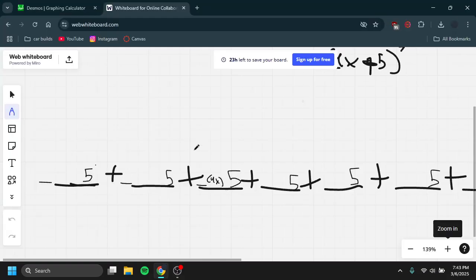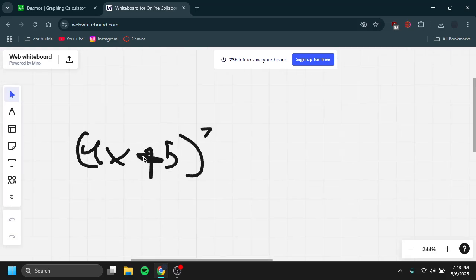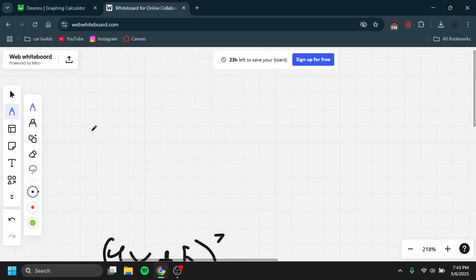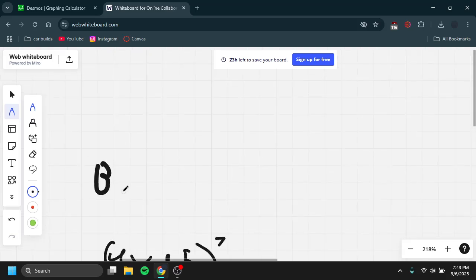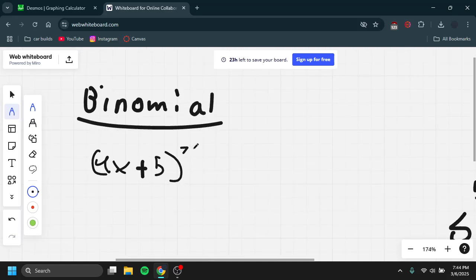Yep. Here is an example of our Pascal triangles. This is what we are currently learning. Let me delete that. So we have an example problem here. We have 4x plus 5 to the 7th power. Of course, this is a binomial, so we have our binomial, and now we are going to take it to the 7th power.